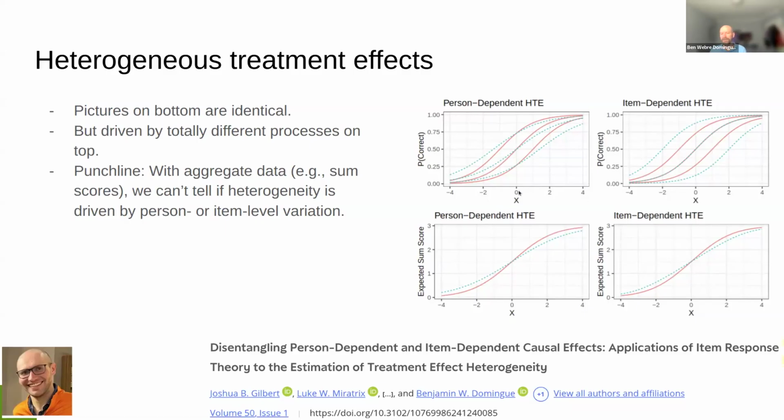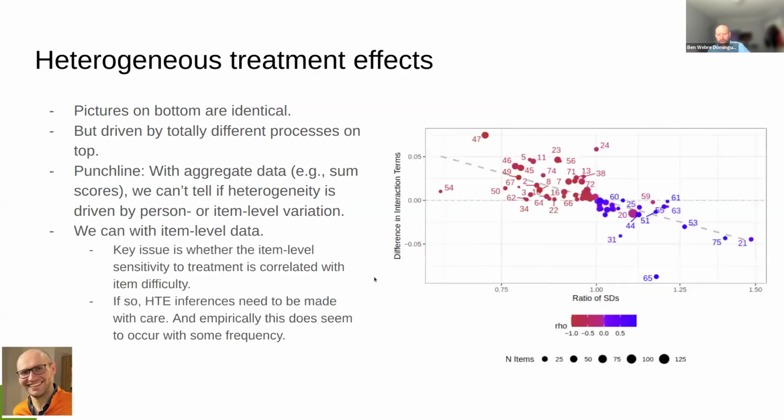It's just very different, say, to have an intervention, to use an education example, that is most effective for, say, low ability readers versus an intervention that is most effective for more difficult items. Those are two very different statements. And if you're only analyzing aggregates, you can't distinguish between them. And with the 100 data sets, we're able to show that this is a problem that occurs fairly often. In particular, the key issue is whether item level sensitivity to treatment is correlated with item difficulty. When that occurs, you're likely to have this type of problem.